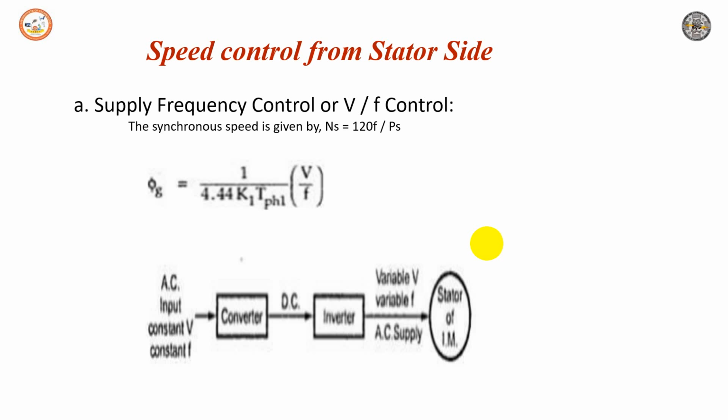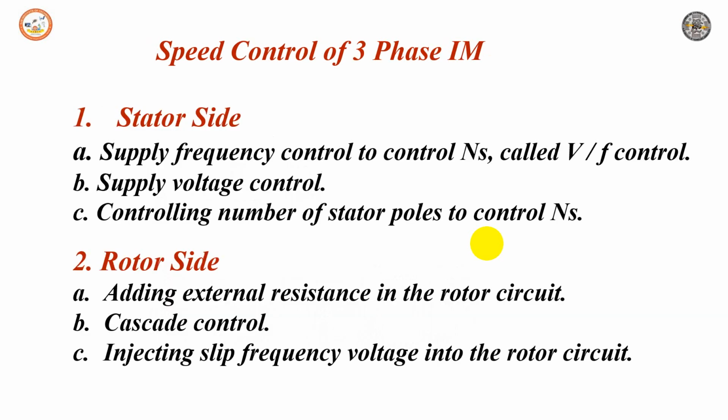Ns means we have to talk about the stator side, and if I have to change the slip, then we have to think of the rotor side. So from both sides, we have methods to control the speed of an induction motor. In this slide you can see the stator side: if we have to control the speed, Ns = 120 F / P. If you observe, frequency can be changed, supply voltage can be controlled, and the number of stator poles can be controlled to control Ns. We don't normally discuss controlling the number of stator poles, but we do discuss supply frequency control and supply voltage control.